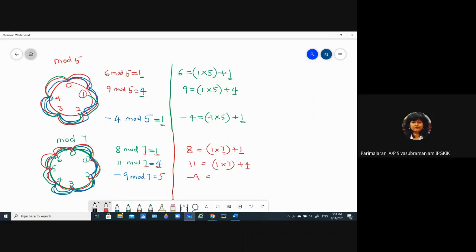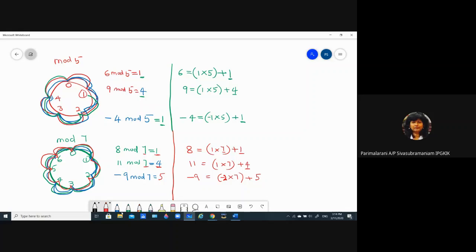Negative 9 is equal to negative 1 times 7. Negative 1 times 7 is negative 7, right? If this number is smaller than this, then we can't use negative 1. We have to go one down, to negative 2. So negative 2 times 7 is negative 14. So negative 14 plus what will give you negative 9? Negative 14 plus 5, because we want the remainder to be positive.